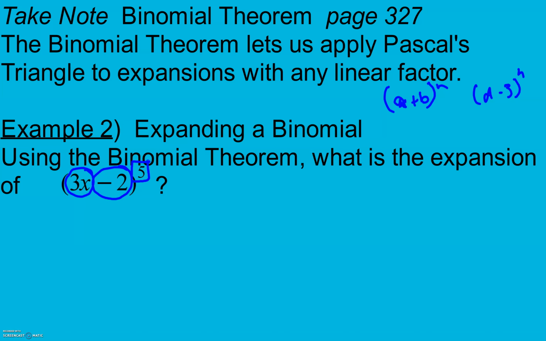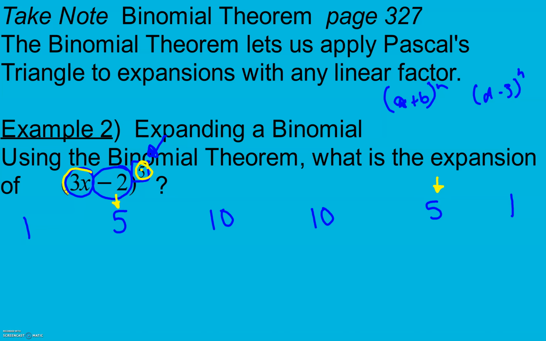So we're going to start off with our exponent. That's going to give us our coefficient. Here it's 5, so I look at the 1, 5 row of Pascal's triangle, and I get 1, 5, 10, 10, 5, 1 as my coefficients. Again, remember that my exponent is going to match my second numbers on both sides.